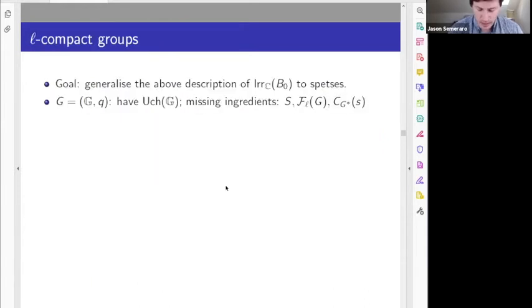Right. So we're in good shape. So the point is that, as I said, we want to generalize. We want to go away from groups and into the world of Spetses. But there are some missing ingredients. Okay. So we have, as I just said, these nice unipotent characters.